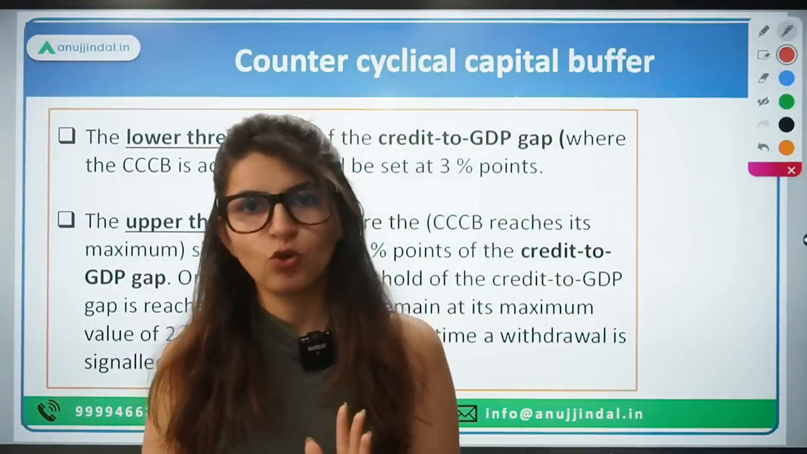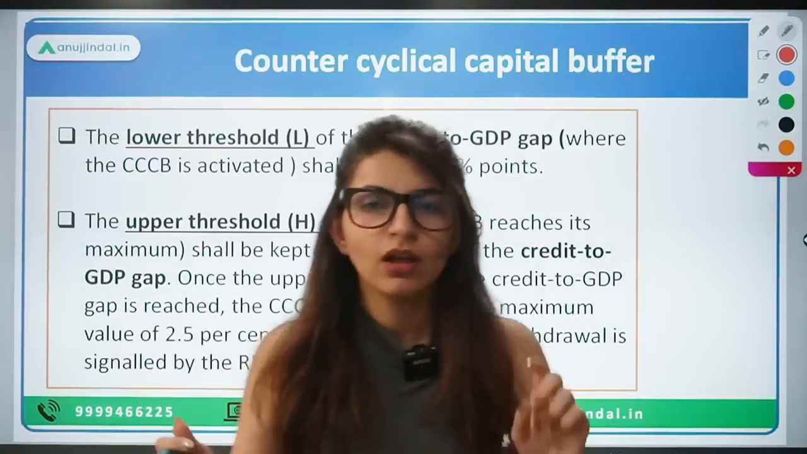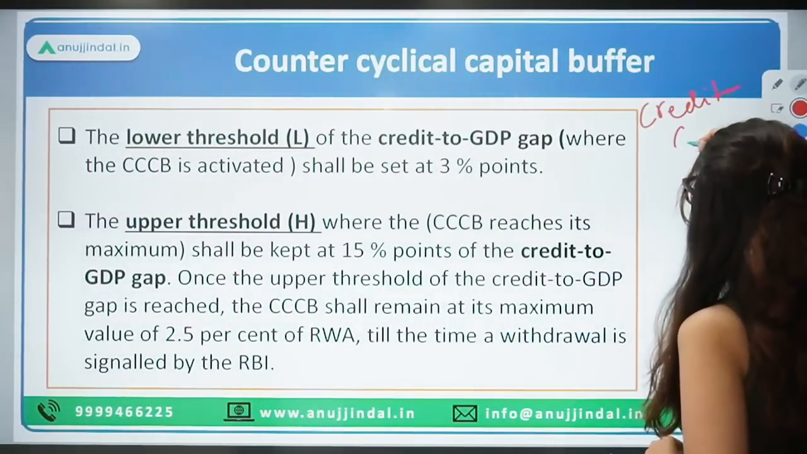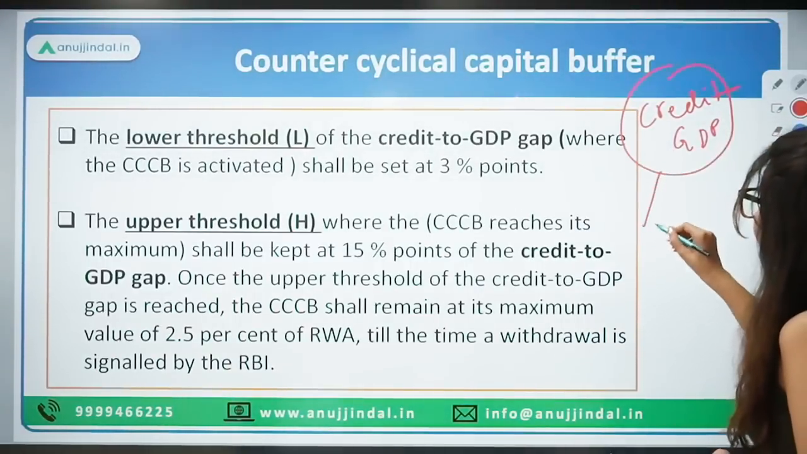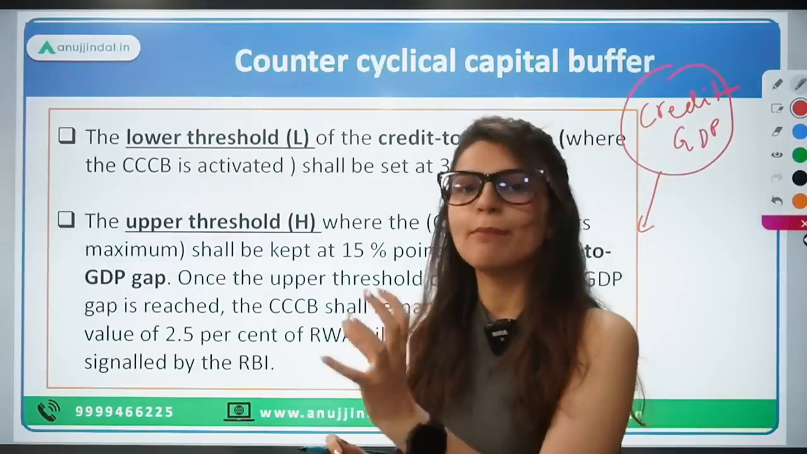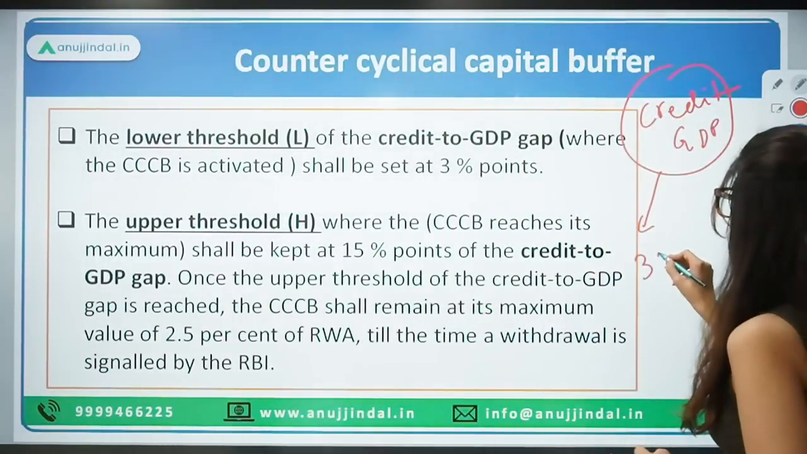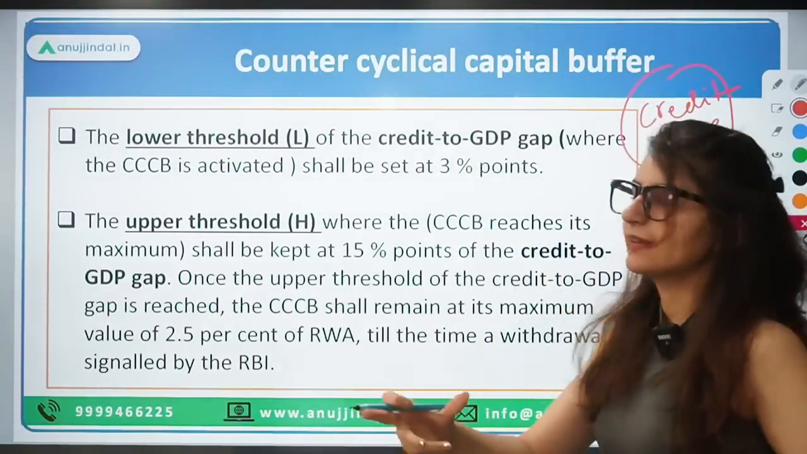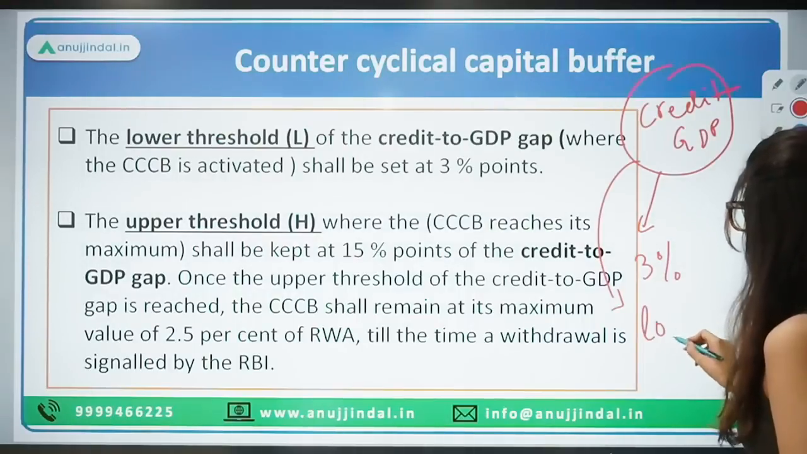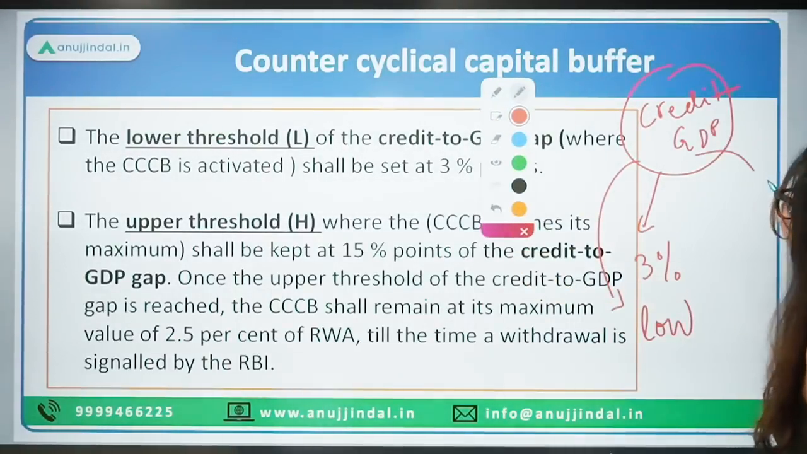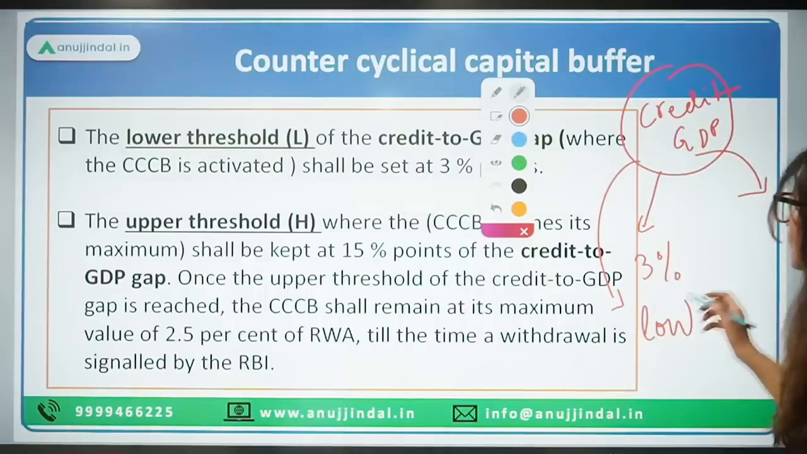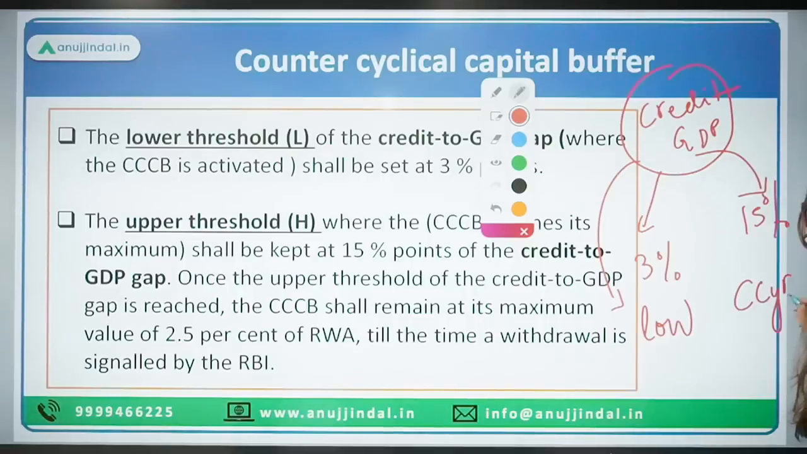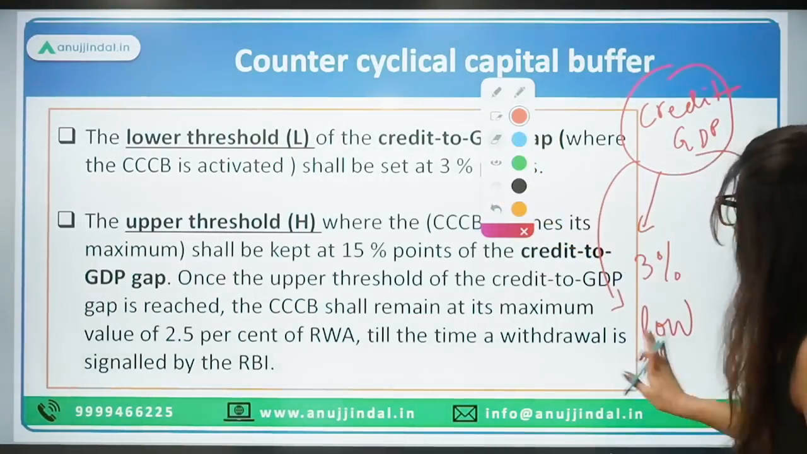सबसे पहले, there is a lowest threshold and there is an upper threshold of this gap. We talked about a credit to GDP gap. Now, if this gap is low, that is 3 percentage points ka ye gap hai, then the countercyclical capital buffer will be very low. And in case this credit to GDP ka gap is 15%, then it will be the upper threshold of the countercyclical capital buffer.